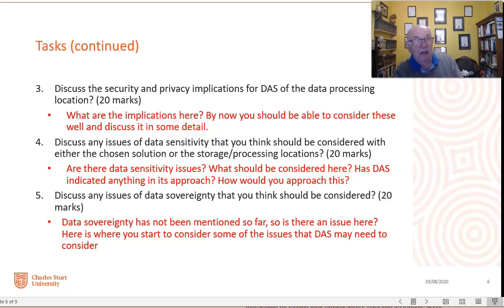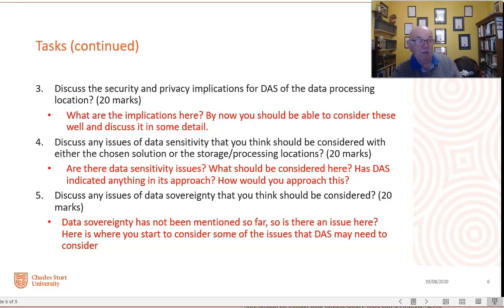Has DAS indicated anything at all in its approach? So go back to the scenario and have another look. How would you approach this? Management obviously thinks there might be some data sensitivity issues here. They've not given you any guidance on what they think data sensitivity is or where it applies. Research, guys, you've got to come up with some answers here.